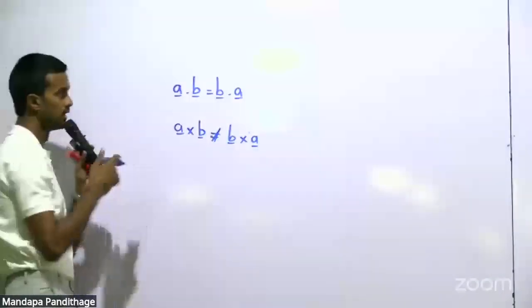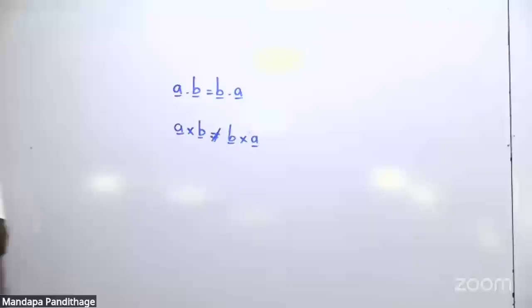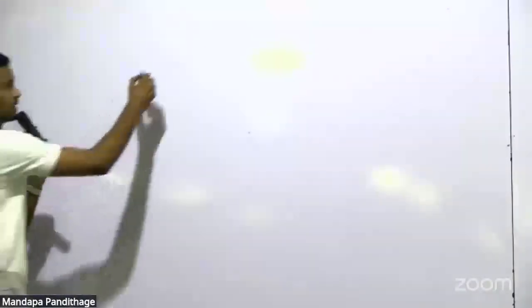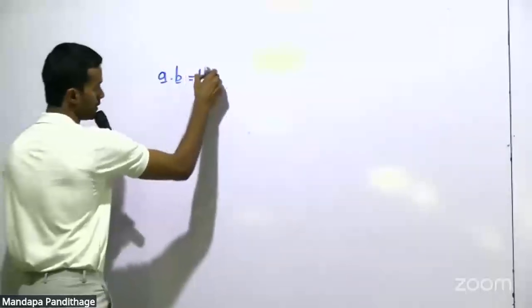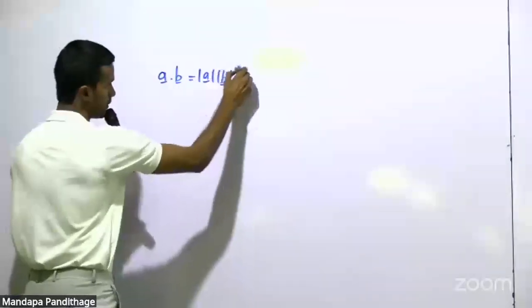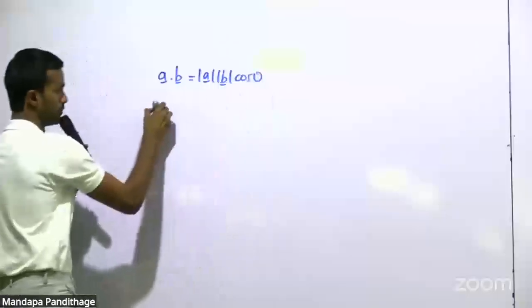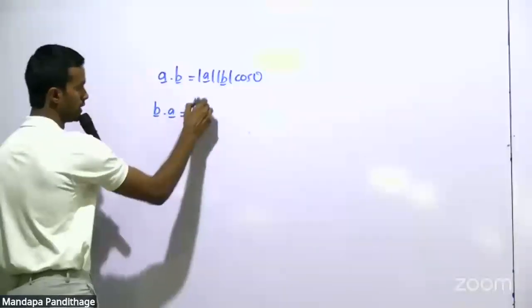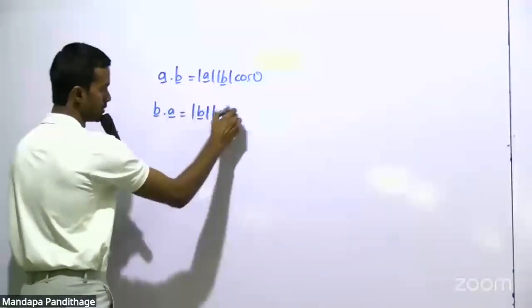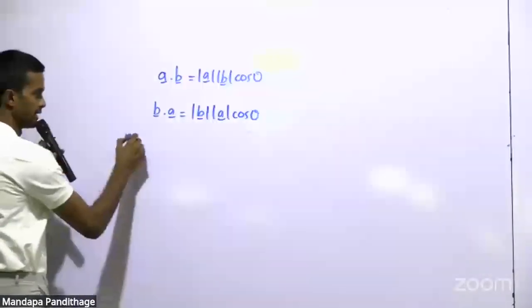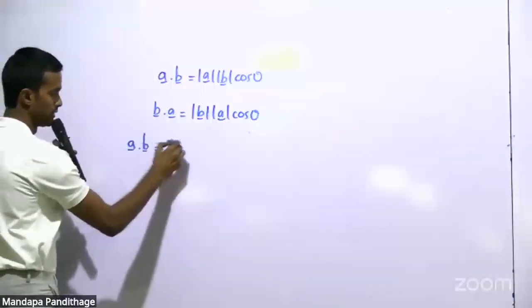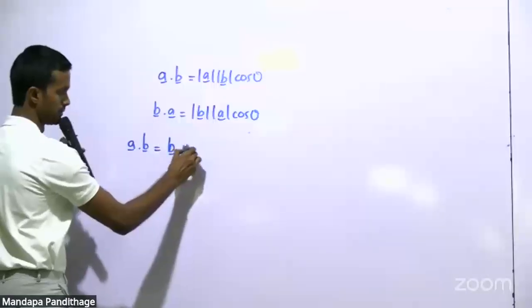Because it's clear, when you write A dot B, it's modulus A, modulus B, cos theta, and when you write B dot A, same story, modulus B, modulus A, cos theta. So it's the same, no? So that's clear that A dot B is equal to B dot A.